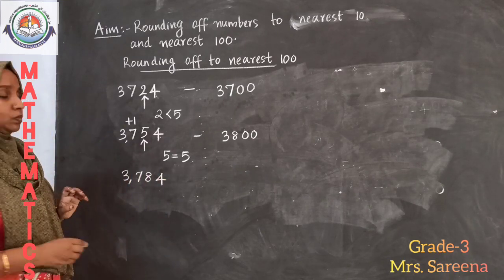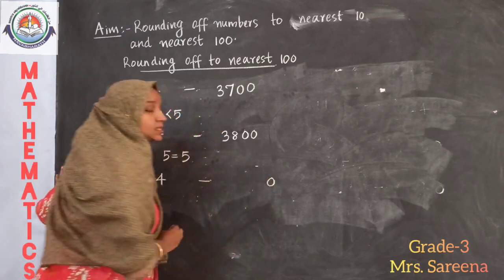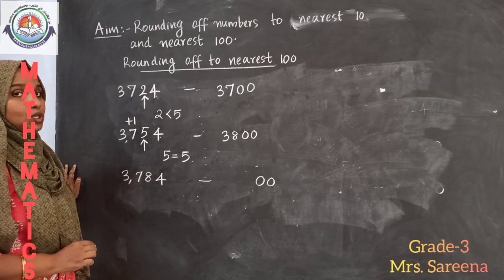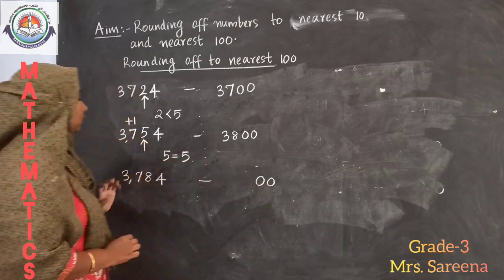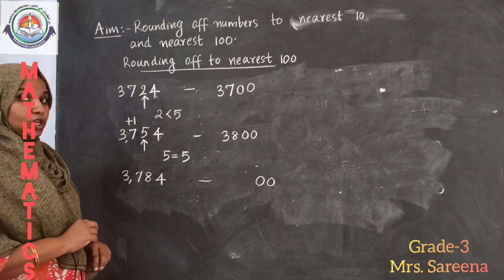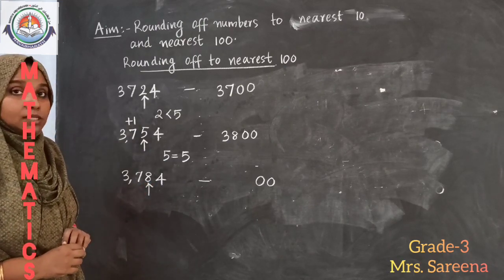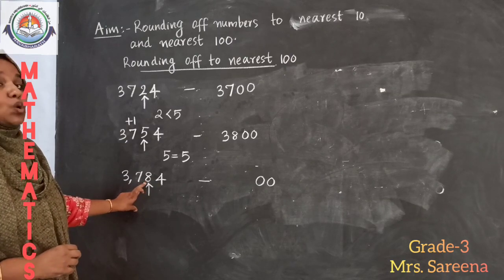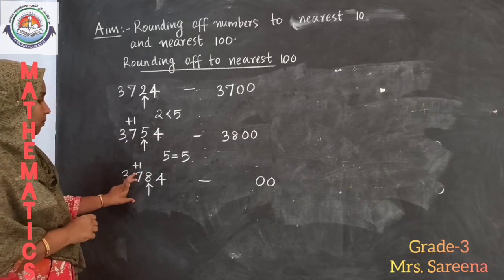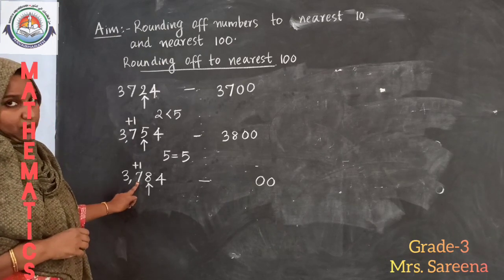We can consider one more example, 3784. Okay. So after rounding off, the number at the ones place is 0 and the number at the tens place is also 0. So put 2 zeros. Then what to do? Which digit do we have to check? We have to check the number at the tens place. What is the number at the tens place? That is 8. So what do we have to do? We should add plus 1 to this number. To which number? This 7, the number at the hundreds place.